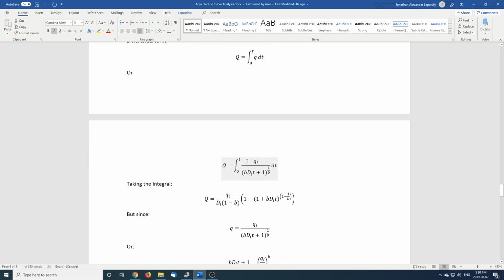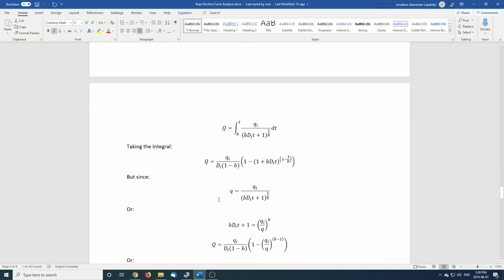And then if you take the integral of this equation, you'll end up with something like this. Again, I double-checked this using a computer algebra system. If you want, you can do it by hand, but it's up to you, I guess.